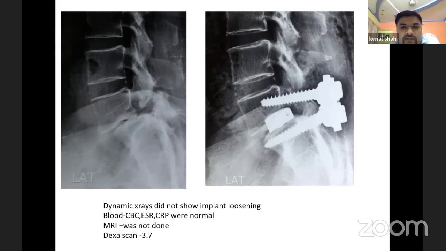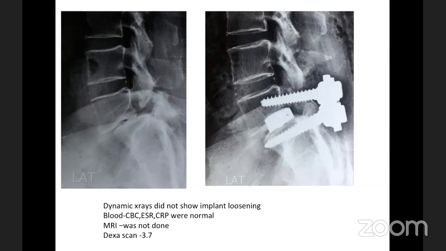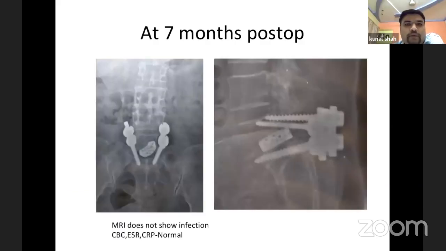Okay. So I conserved this patient with a lumbosacral belt, teriparatide injections and pain medicines. And then she came to me at 7 months post-surgery with this kind of a picture. Oh.